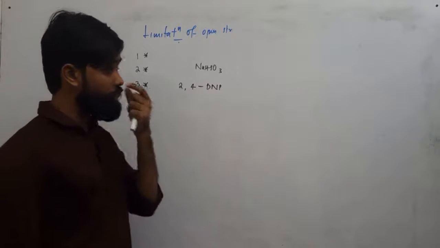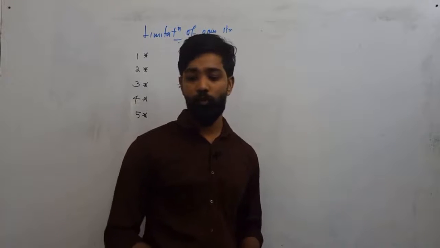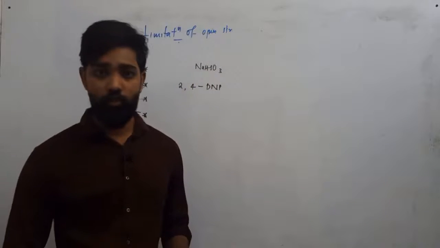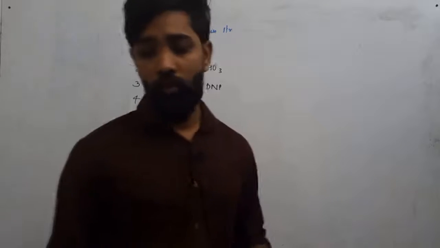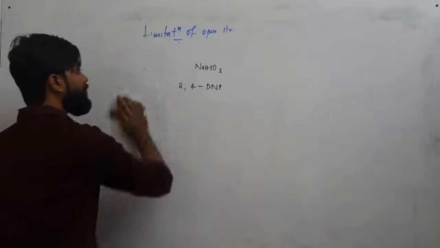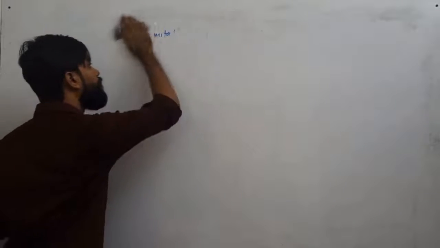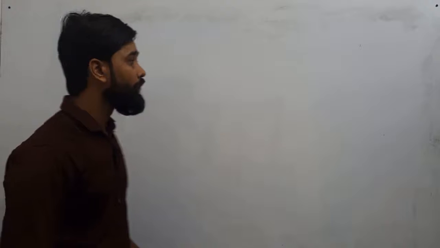Number 5, it exists in two crystalline forms. Experimentally it was observed that glucose exists in two crystalline forms. So all these different explanations indicate that there is no free aldehyde group in glucose. Actually, the aldehyde group of glucose is not much free. Ready? So let's consider the aldehyde group.